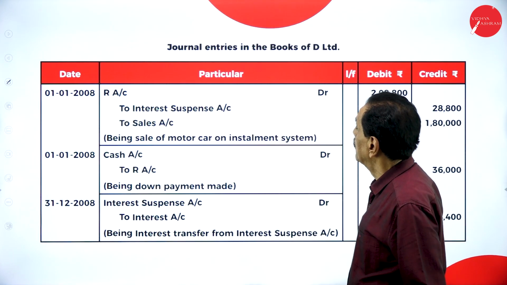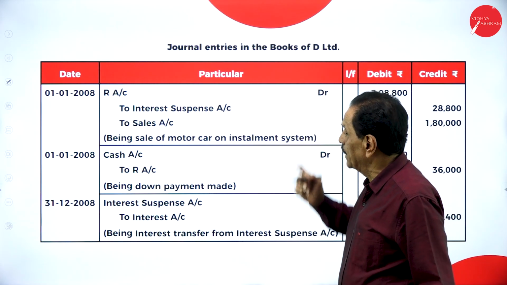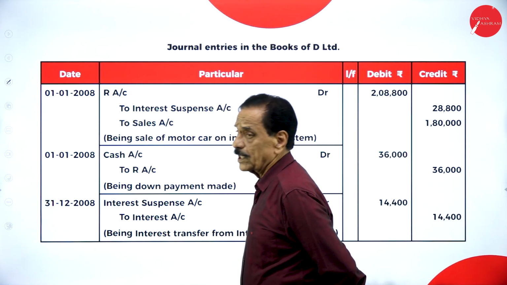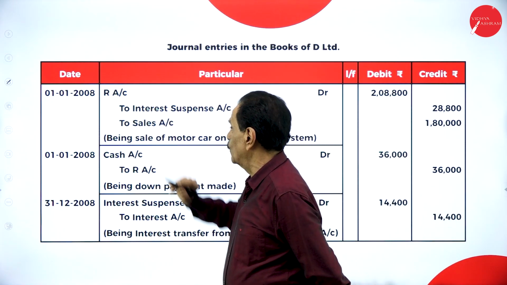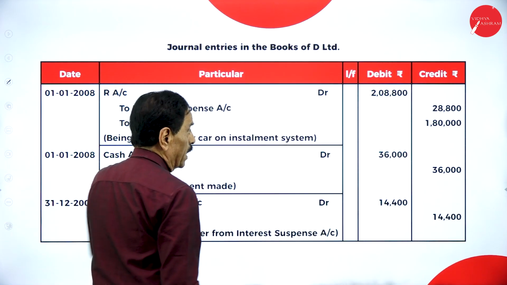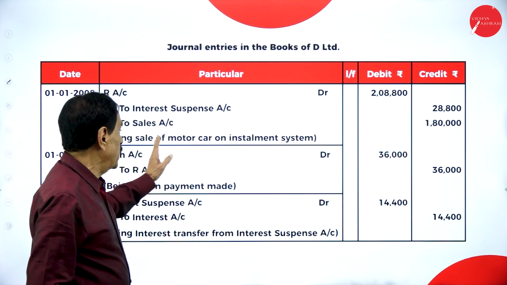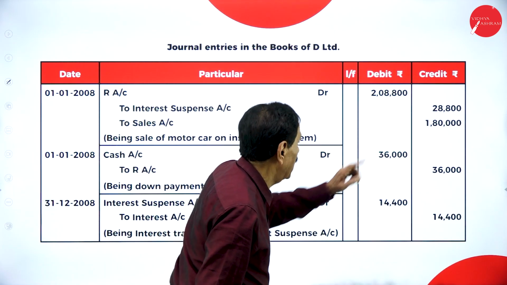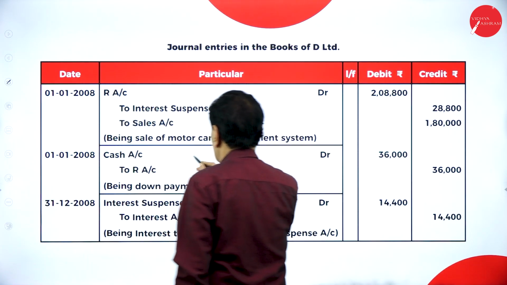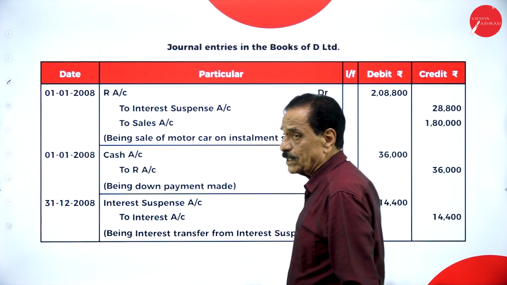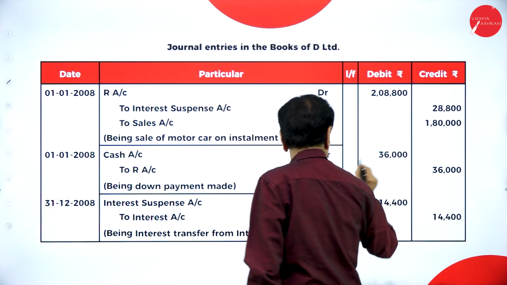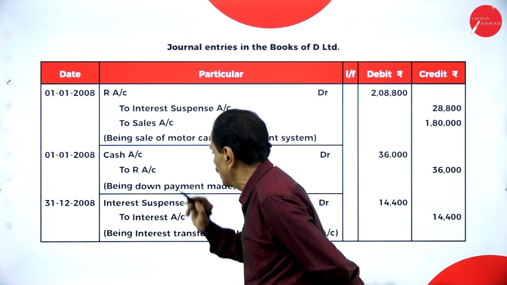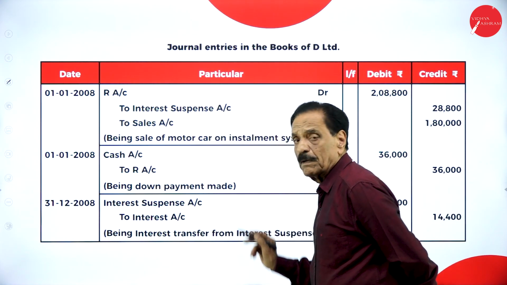Then the journal entry in the books of Delimited on 1/1/2008: purchaser or account debtor 2,08,800, to interest suspense account 28,800, to sales account 1,80,000, being sale of motor car on installment system. How much cash received? 36,000. Cash account debtor to purchaser account, being down payment made.